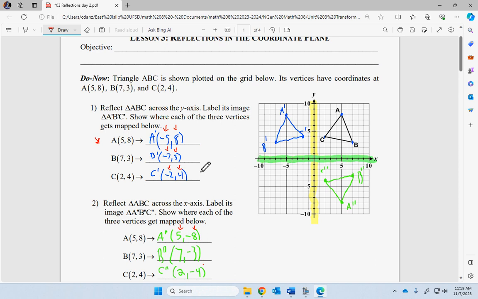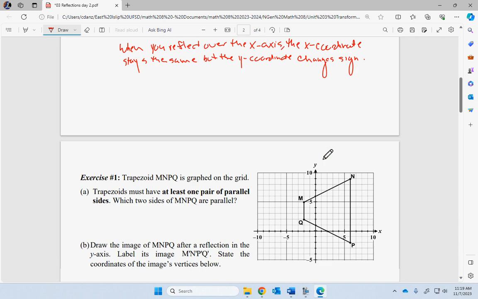To be honest with you, I usually don't remember that. It's so easy just to count boxes on the graph paper that I always just do a reflection correctly.